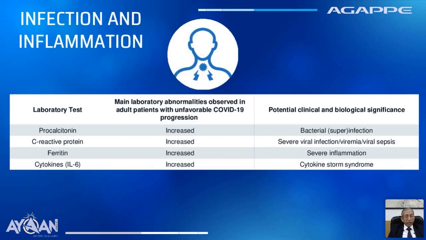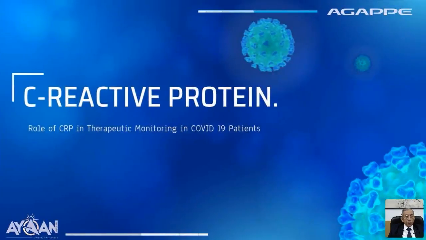Ferritin is increased wherever there is severe inflammation, and cytokines such as interleukin 6, etc., are increased when there is cytokine storm syndrome. Therefore, we shall go into greater detail of what is meant by cytokine storm syndrome, and also the importance of doing the C-reactive protein test.